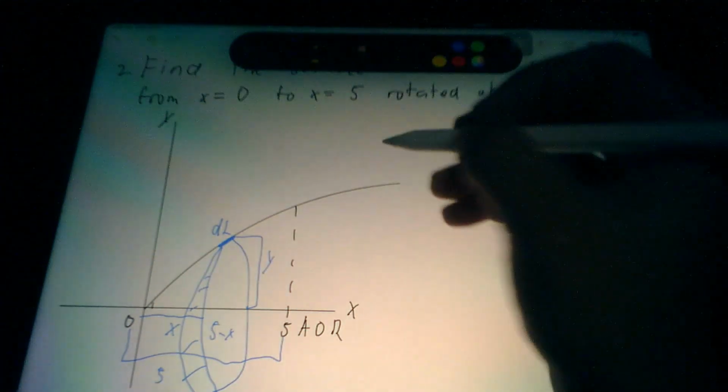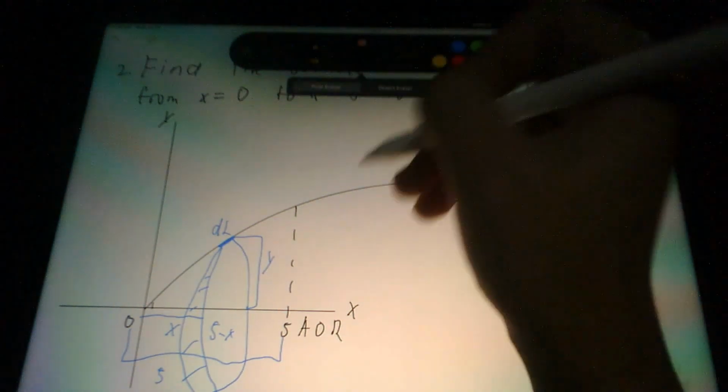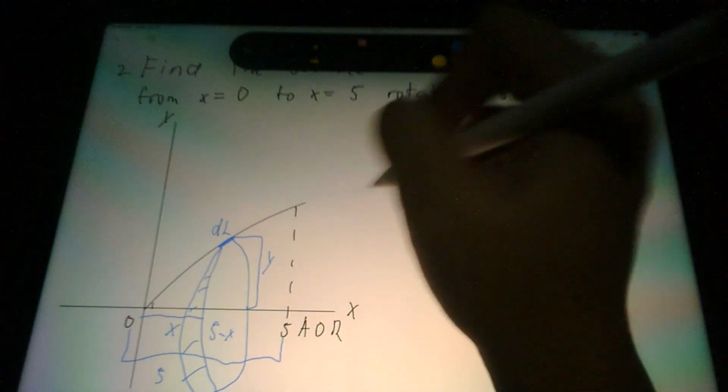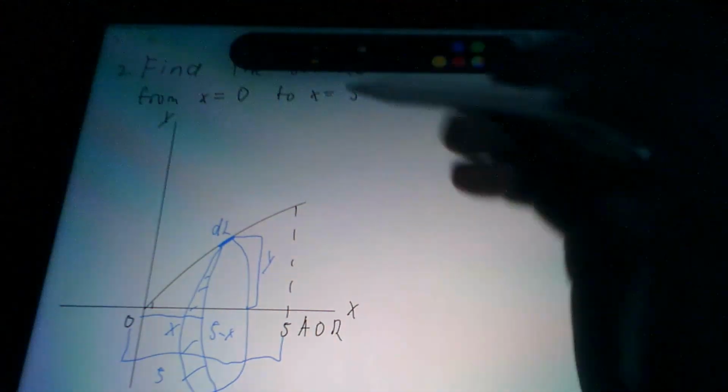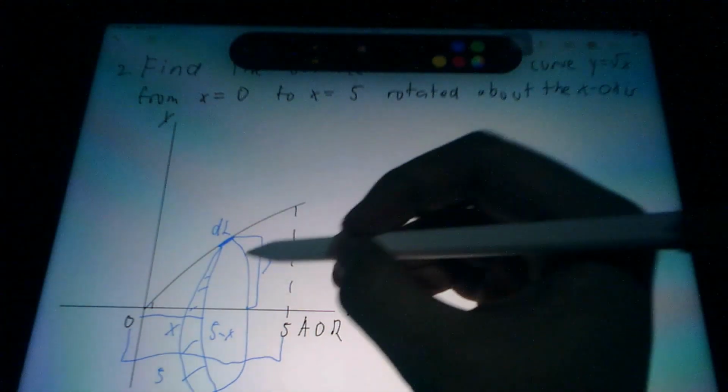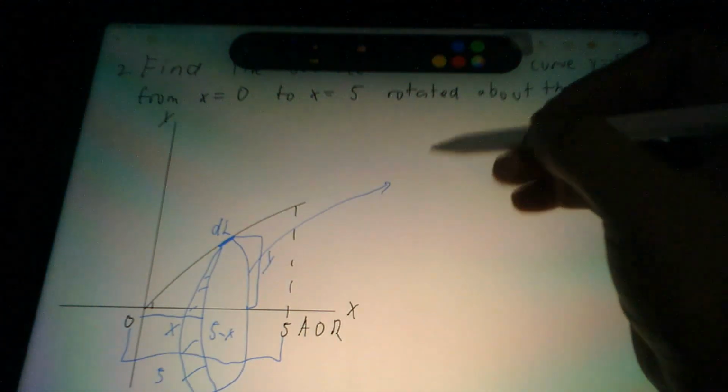So let me erase this. By moving this here, this should look like this.